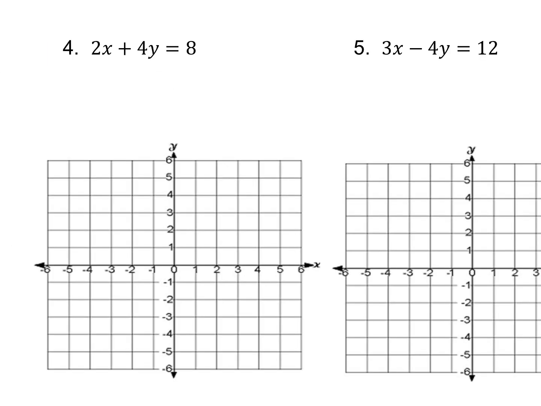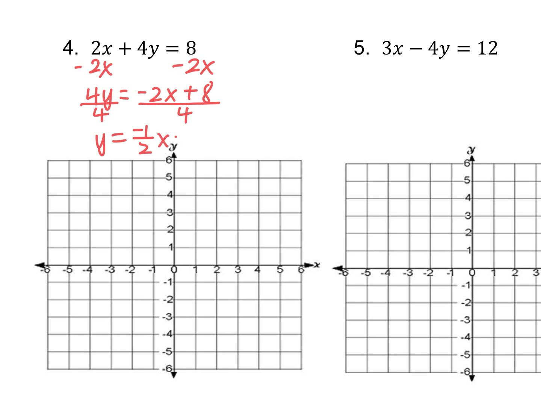All right, number 4. Is number 4 in slope-intercept form? No, it is not. What do I need to do to make it in slope-intercept form? Put it in the y and divide by everything. Subtract 2x. And then what? Divide by 4. Do I divide everything by 4? Yes. So I have y equals negative 2 divided by negative 4, which is negative 1 over 2. And then 8 divided by 4 is 2.